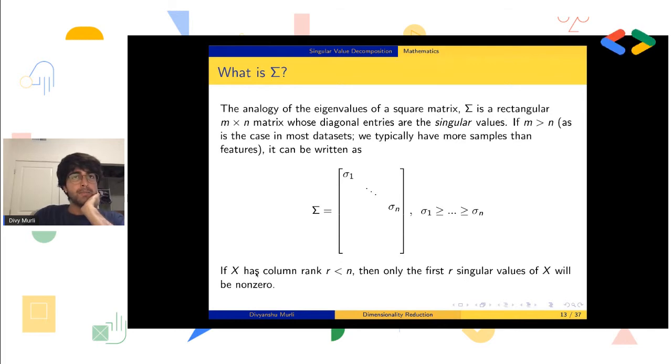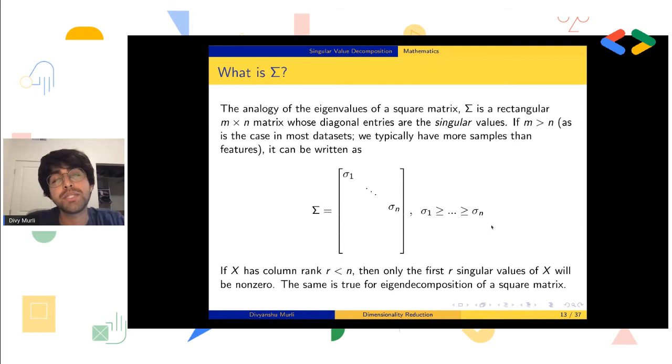So let's say that the rank of my original matrix is less than the total number of columns, then only the first R singular values will be non-zero, and everything else will be 0. And that's actually also the case in regular eigen decomposition. The number of eigenvalues is the rank of your matrix. Number of non-zero eigenvalues, I should say.